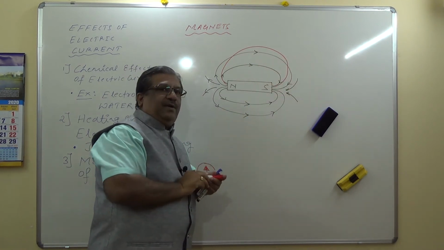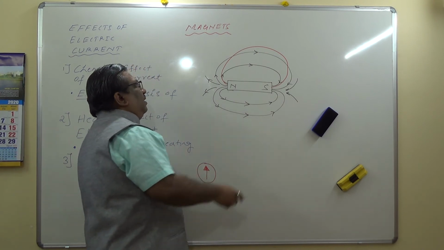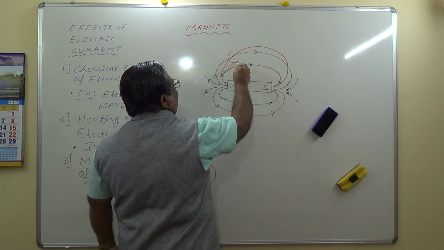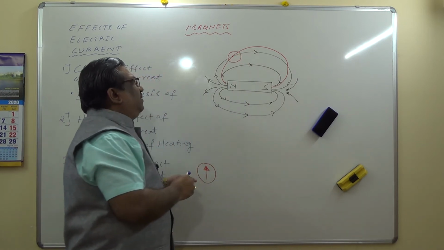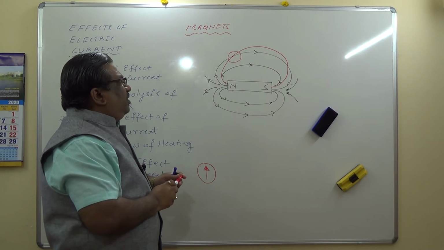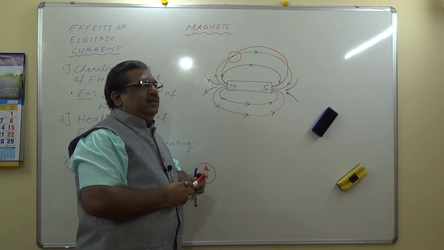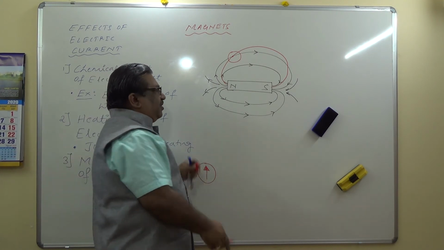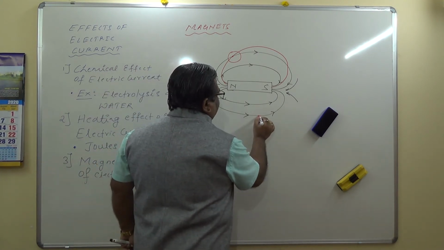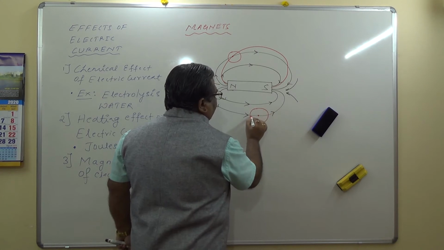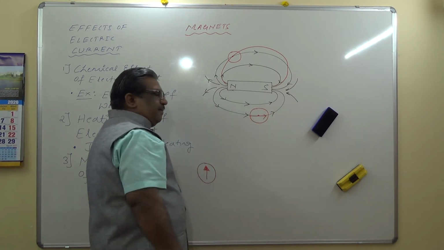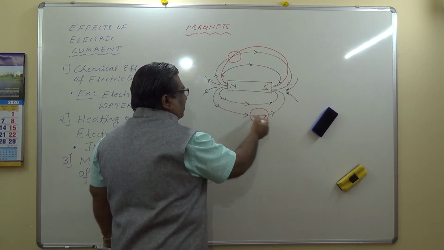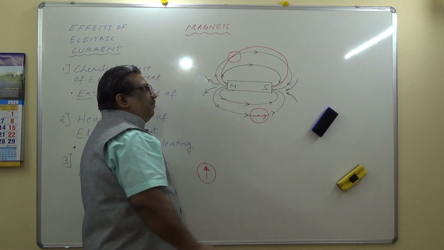Whether this is possible or not, we'll see. At the point of intersection, if I place a compass needle, what is your expectation? In which direction can you expect the needle to move at this point? For your information, if I keep the magnetic compass over here, it will move like this, it will show like this. The direction of the pointer gives the direction of the magnetic field line.